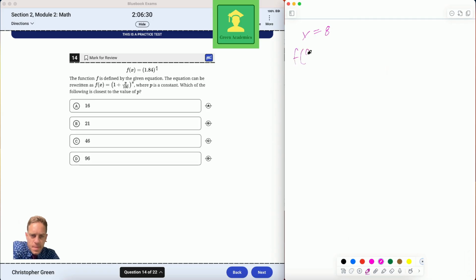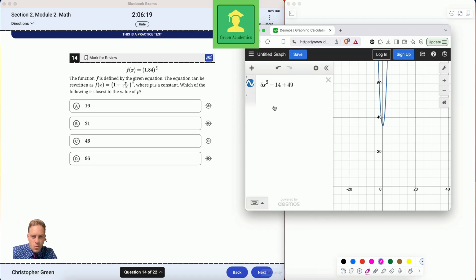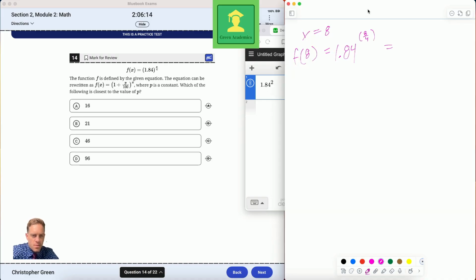So if f of 8 is 1.84 to the 8 over 4, that's the same as 1.84 squared. Let me get an actual number for that. 3.39, I'm going to say. And then that's 1 plus quantity p over 100 to the 8th power equaling this. And let me work backwards and actually just solve algebraically from here and see which one is closest.